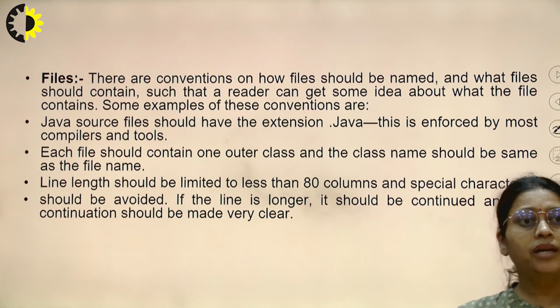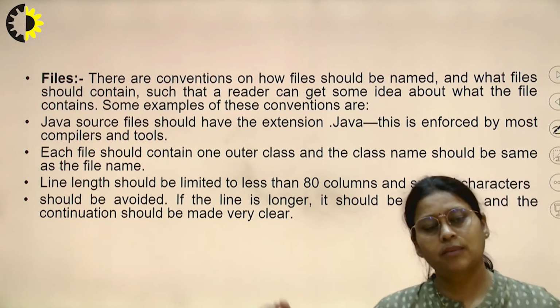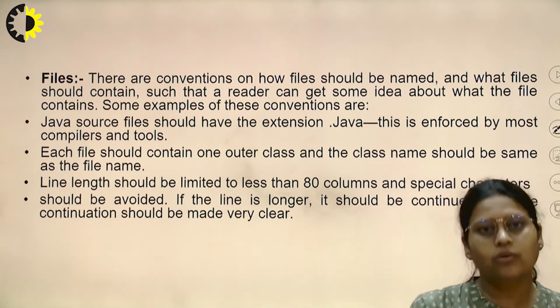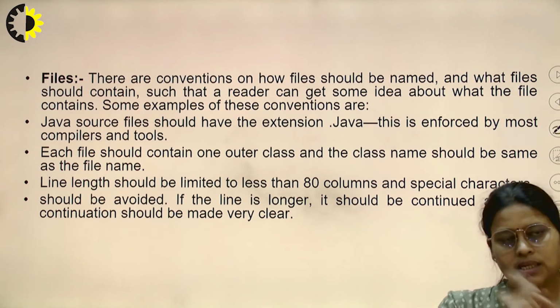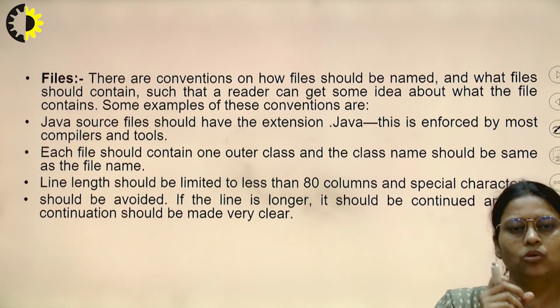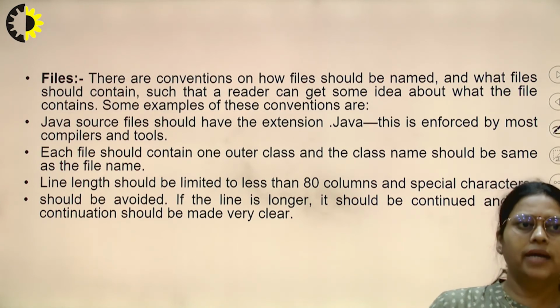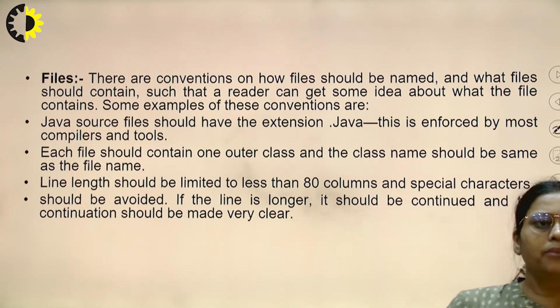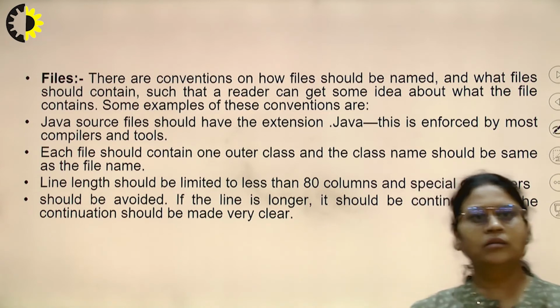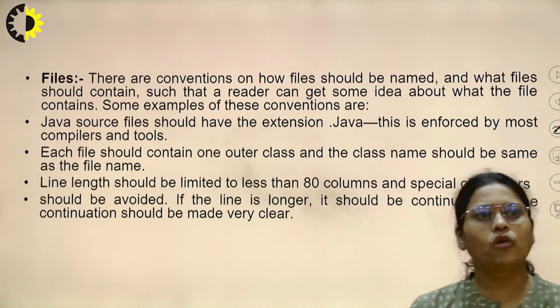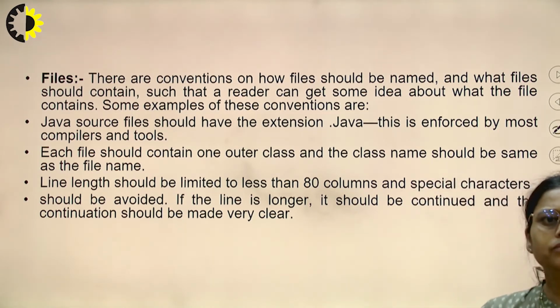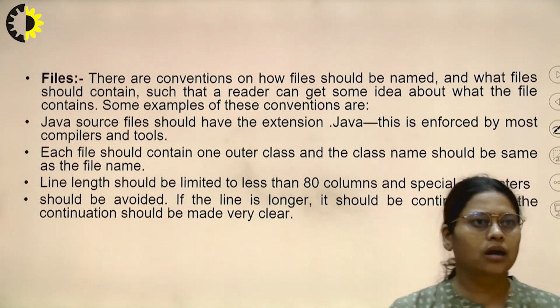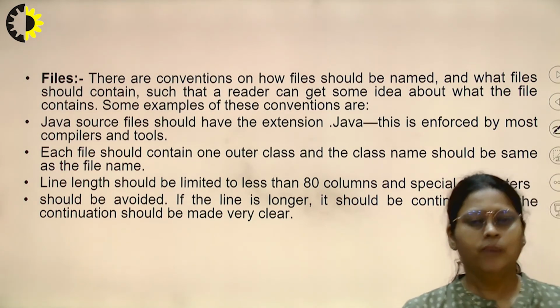Line length should be limited to less than 80 columns, and special characters should be avoided when you write any code. So in a single line, we have to consider that the code should not exceed 80 columns. If the line is longer, it should be wrapped, and the continuation should be made very clear.